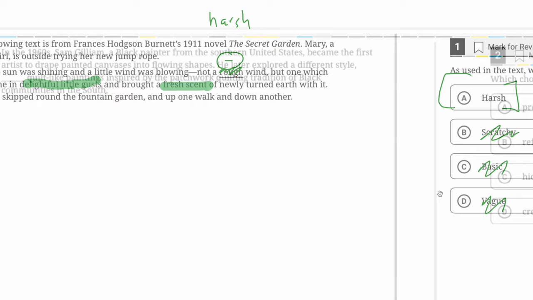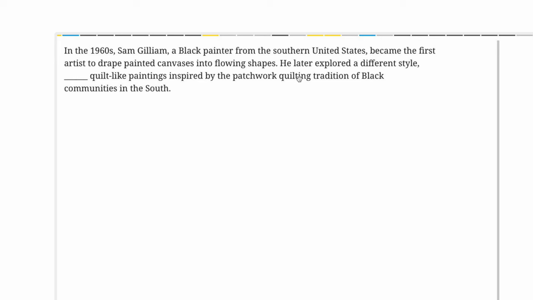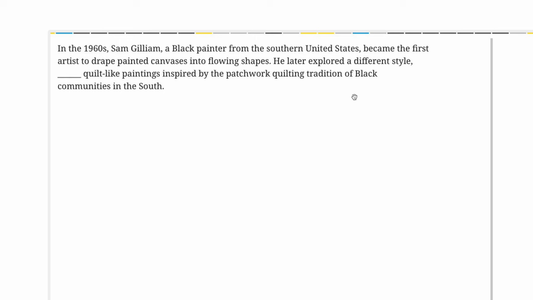In the 1960s, Sam Gilliam, a Black painter from the southern United States, became the first artist to drape painted canvases into flowing shapes. Okay. He later explored a different style, doing something with quilt-like paintings inspired by the patchwork quilting tradition of Black communities in the South. So, I don't know, creating? Fashioning? Creating.